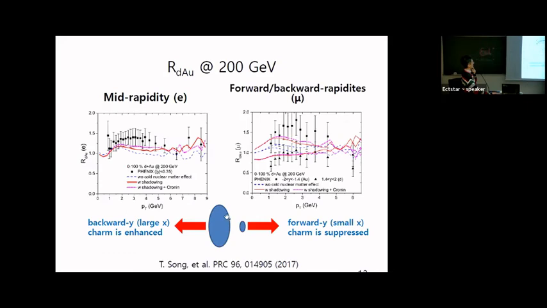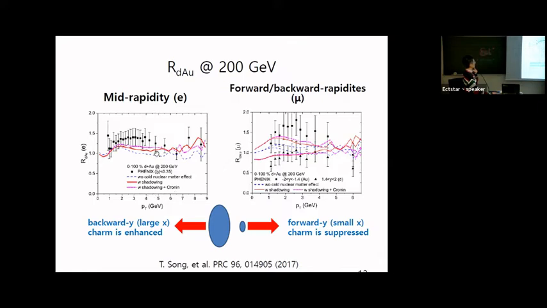And let me show you one example. This is R deuteron-gold at 200 GeV of single electron in mid rapidity and single muon in forward and backward rapidities. This blue line is R deuteron-gold without cold nuclear matter effects, and the red line includes the shadowing effect, and the magenta line includes both shadowing and Cronin effects.